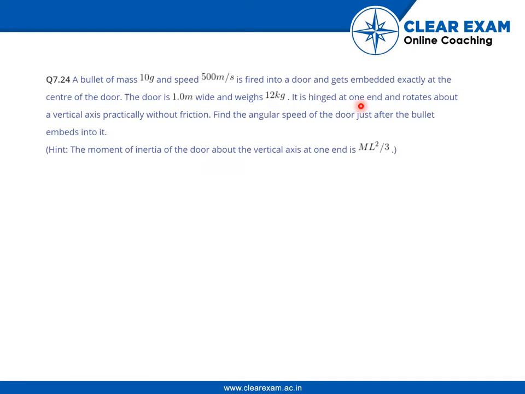It is hinged at one end and rotates about a vertical axis practically without friction. Find the angular speed of the door just after the bullet embeds into it.